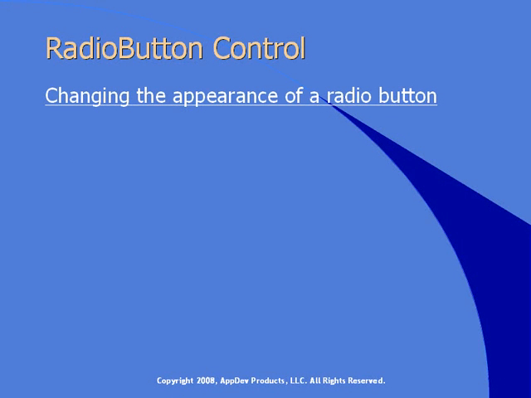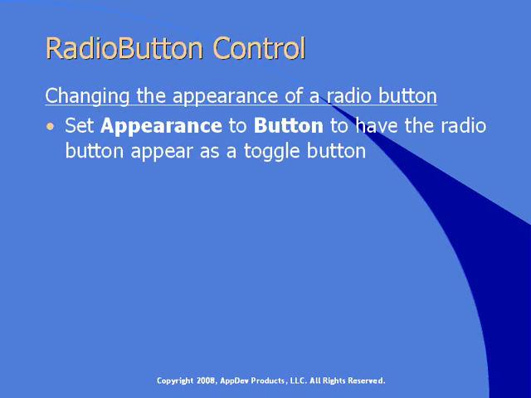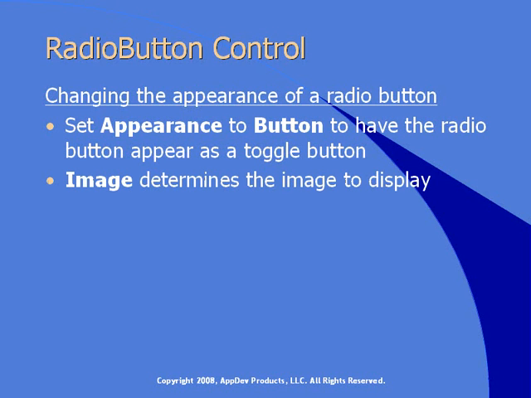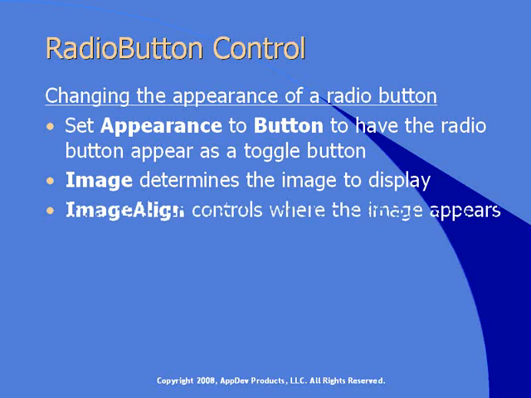And just as you can change the appearance of a checkbox, you can do the same thing with radio buttons. You can have the radio buttons appear as toggle buttons by setting the appearance property to button. You can have images appear in radio buttons, so you can use the image property to specify the image you want to display, and then use the image align property to control where the image appears. So let's go to demo and see a form that shows some examples of what you can do with checkboxes and radio buttons.